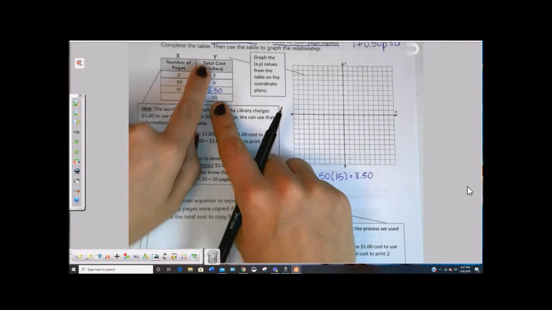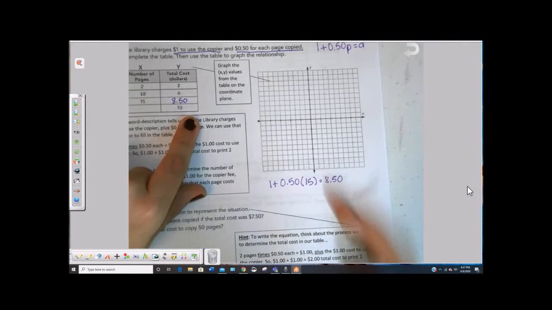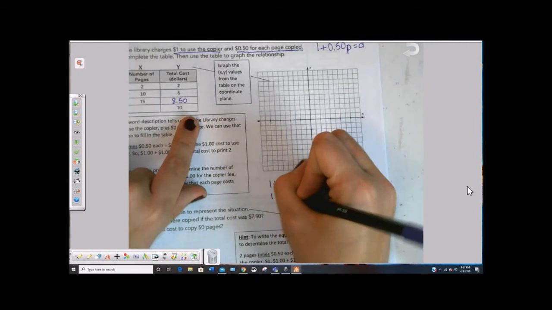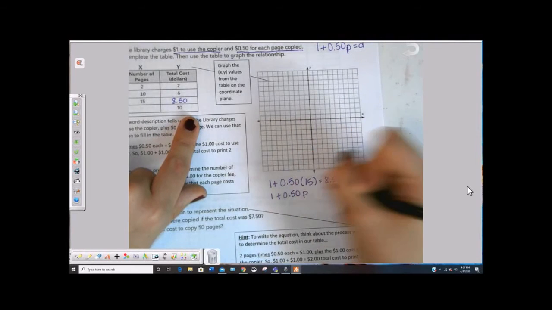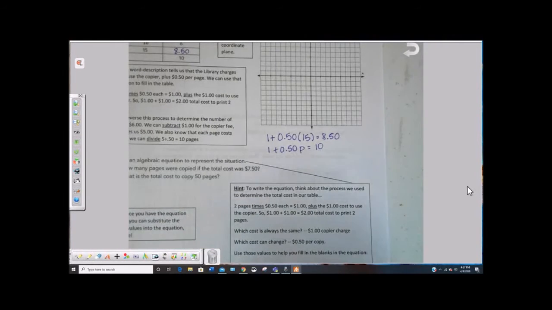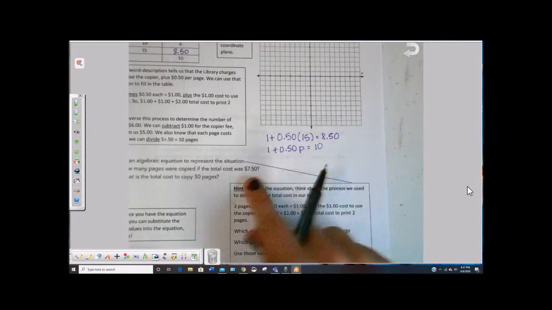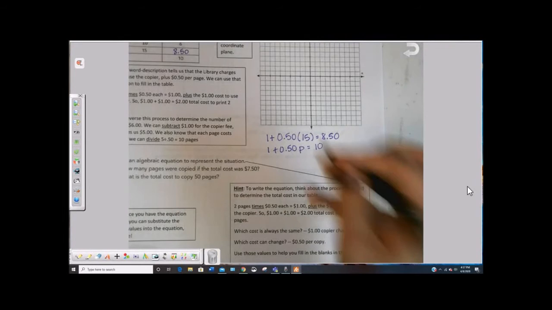Now we're going to do it the reverse way. Now we have the total cost, but we need to figure out how many pages. You're using the same thing, except instead of putting 10 in for x, you're going to put 10 in for y, or 10 in for dollars. So I'm still going to have 1 plus 50 cents P equals $10. This is back to our two-step equations. Remember, you want to get the variable done and away with first. If it's adding, you're going to subtract.